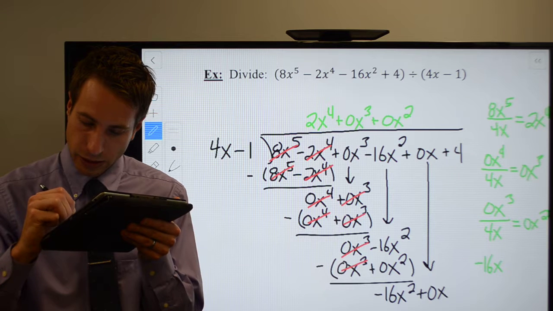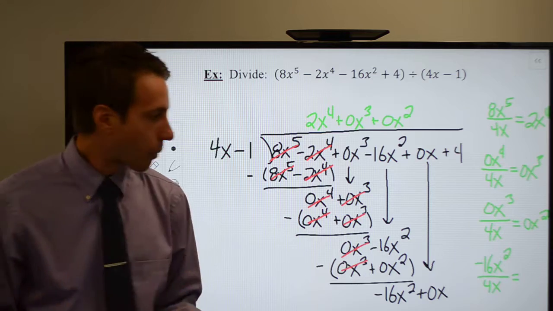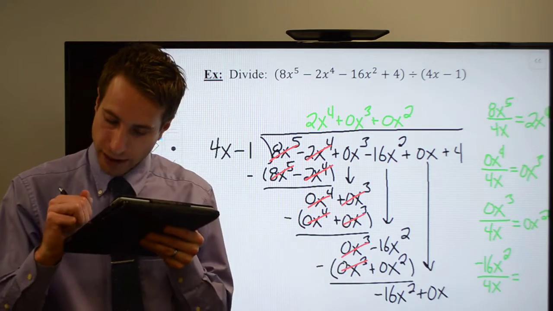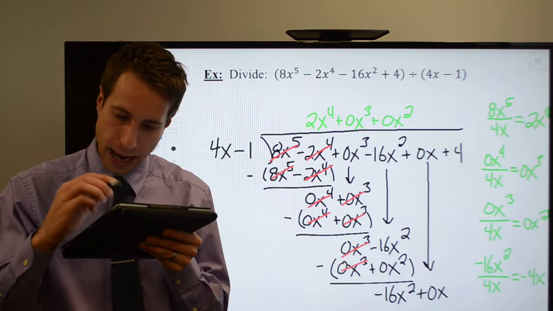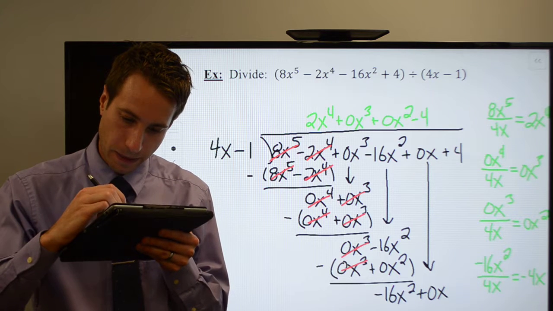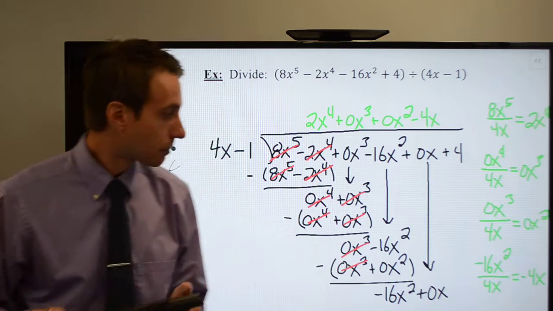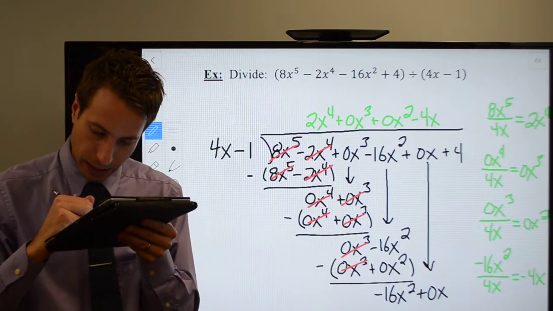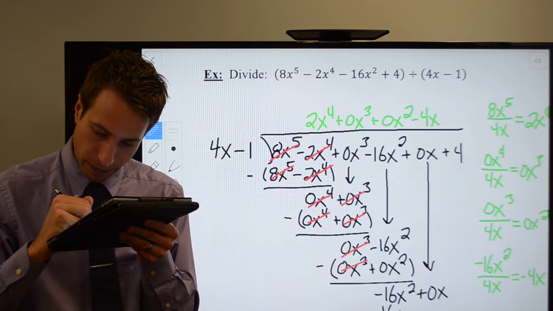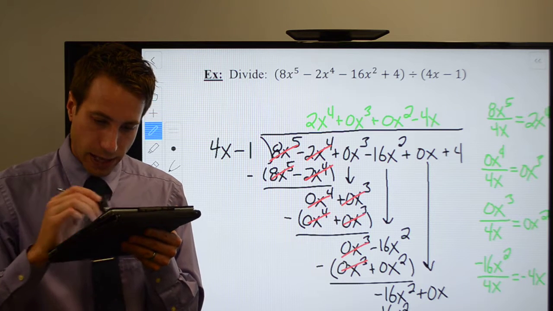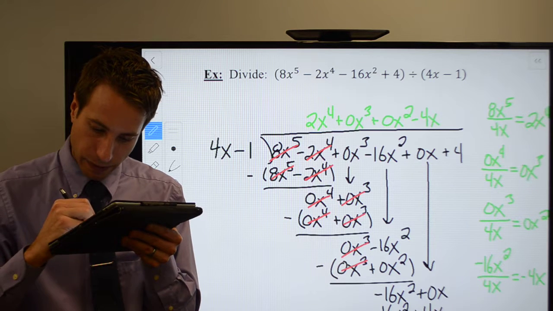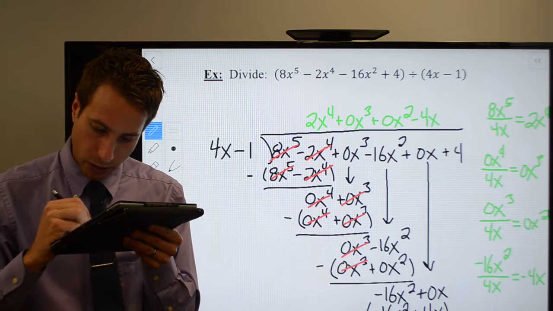Negative 16x squared divided by 4x. All right, well, a negative 16 divided by 4 is going to be a negative 4, and I should have an x left over, so negative 4x. Yeah, we're doing good. We're on a roll here. That's going to give me my negative 16x squared. That's going to give me a positive 4x. Fantastic. We go ahead and we do our subtraction.